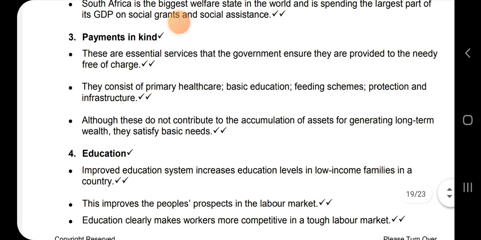Guys, you don't have to write it like this. Write in your own words, okay? Write in your own words. Explain in your own words and you get your marks.